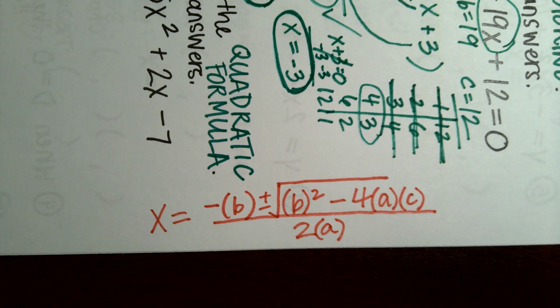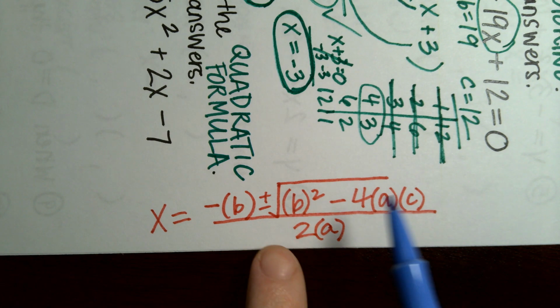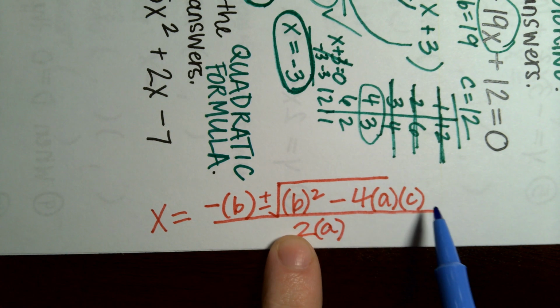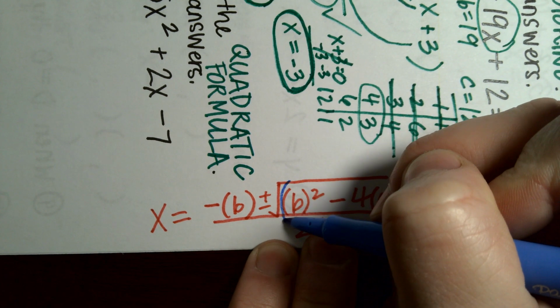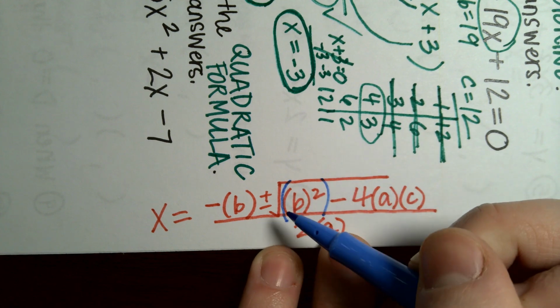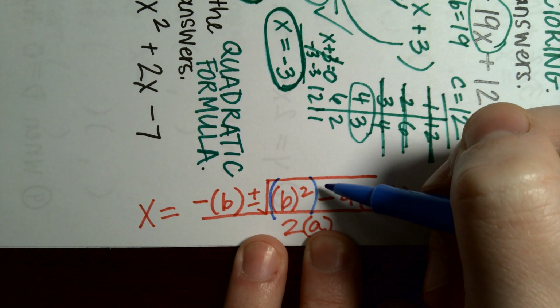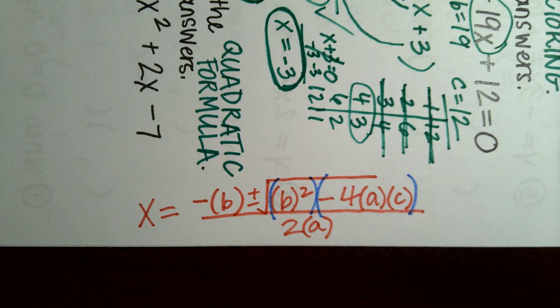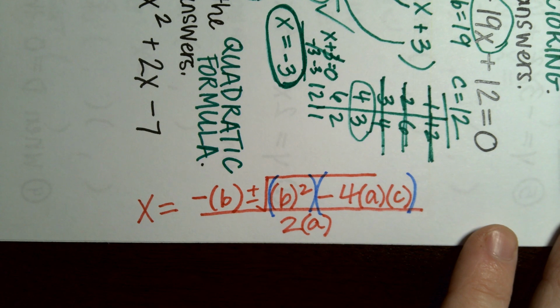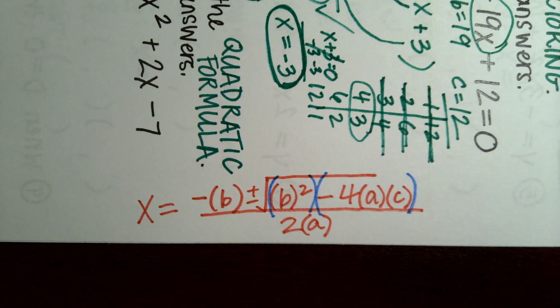And remember, this is just like doing the discriminant underneath the square root. In case it helps, I'm going to group these. Remember, we kind of grouped it. The b squared is one part. Negative 4 times a times c is another part. If it helps to draw those grouping symbols, go ahead and do that. That way you remember what you're doing.